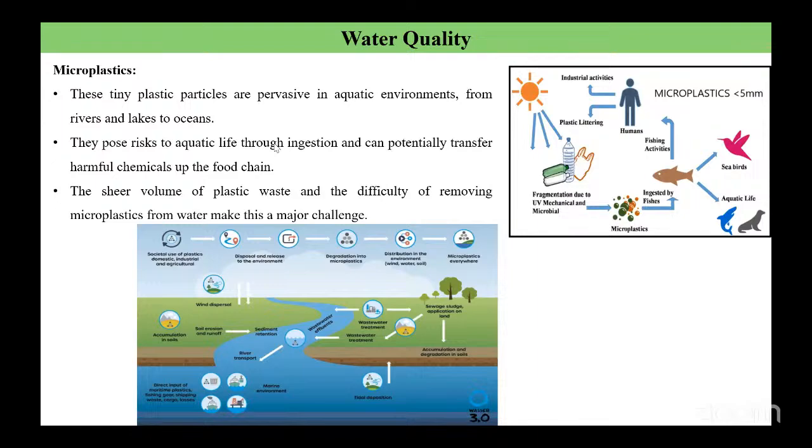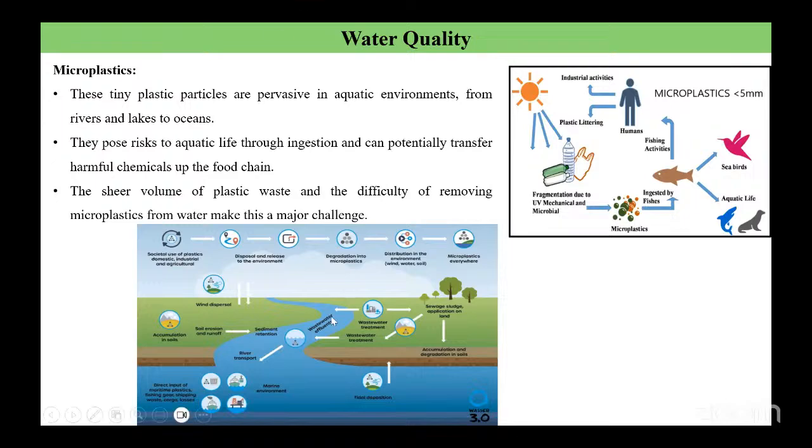Coming to the severe threat posed to aquatic life, the volume of plastic waste is increasing, and it is difficult to remove these microplastics from water, making this a major challenge. These microplastics can be removed through several processes, biological processes for macroplastics and microplastics, and also through several industrial processes.